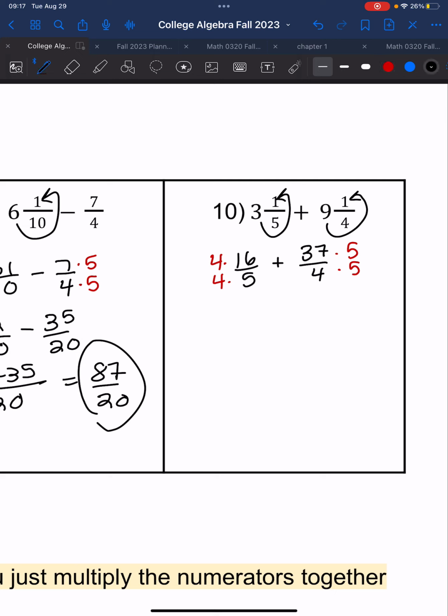When we do this, I have 4 times 16, which is 64, so 64 over 20, plus 37 times 5, which is 185 over 20. Adding the numerators together, 64 plus 185 gives us 249.